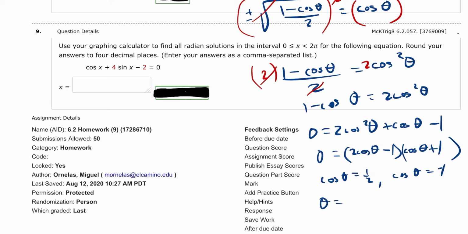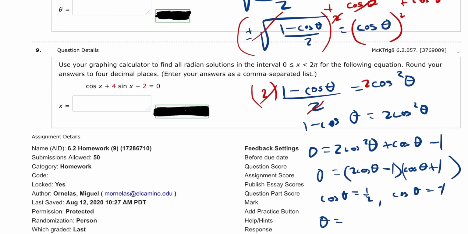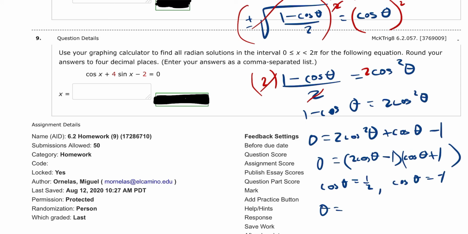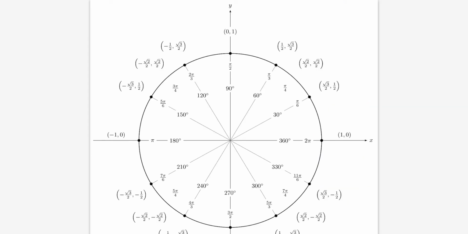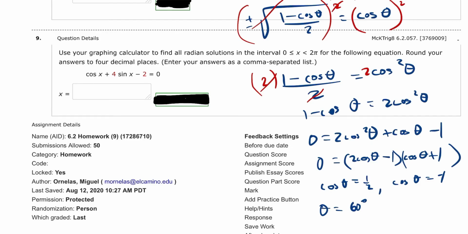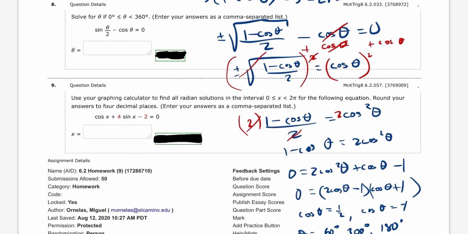And let's see, the angles for this one are going to be, cosine is a half at 60 degrees and also at 300 degrees. And cosine is -1 at 180. And because we squared both sides of the equation, you have to check for extraneous solutions. So you would plug these into the original equation to see which one is true and which one is false. Turns out that 180 is going to be false, but the other two will be true.